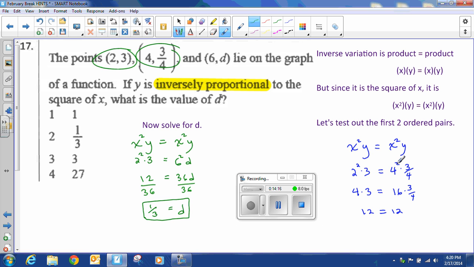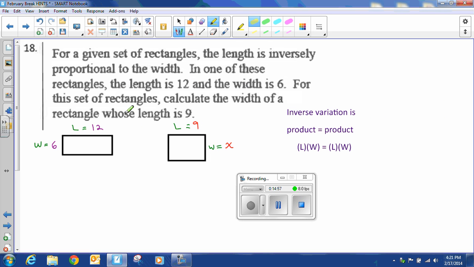We have 2 squared times 3 equals 4 squared times 3/4. 4 times 3 is 12, and 16 times 3/4 is 12. So that checks out. So we set it up the same way, except now with this ordered pair, which the y value is unknown, we use the variable d. So we have x squared y equals x squared times y. Plug in our values. I went ahead and chose to use 2, 3 because it's easier to use than this fraction right here. And the result is d equals 1/3.